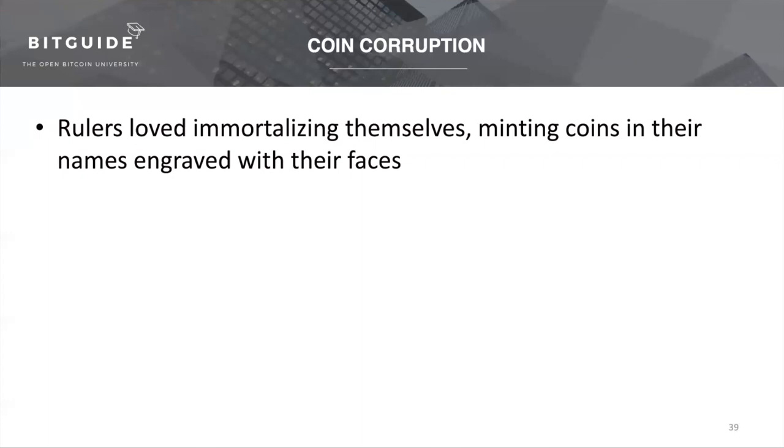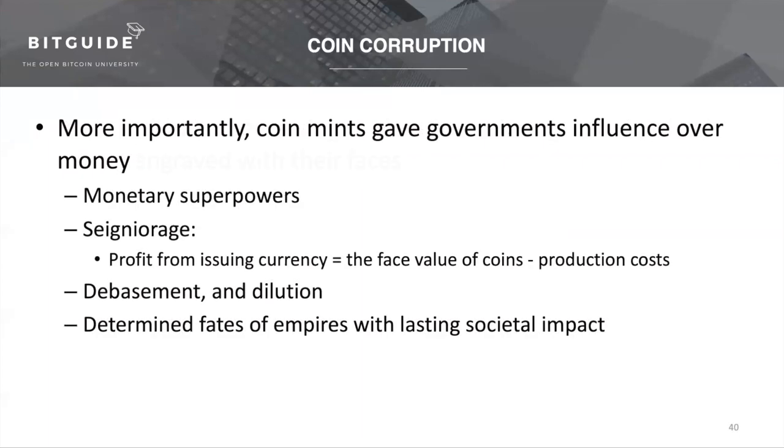Rulers loved immortalizing themselves and minting coins in their names engraved with their faces. But more importantly, coin mints gave governments influence over money. It gave them really monetary superpowers. Anytime their accounting didn't work, they didn't have to go through the hard work of finding new sources of money and improve the output. They could simply benefit from seigniorage.